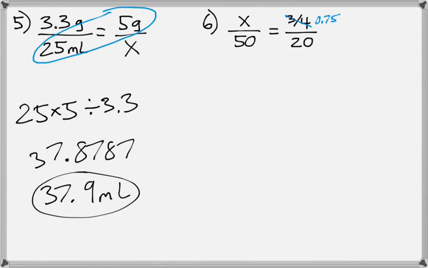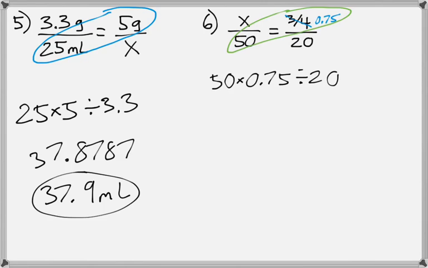So you want to multiply the diagonal that does not have the x, and then divide by the other number. So 50 times 0.75 divided by 20. And we get 1.875. And then rounding that to the nearest tenth is going to give you 1.9. Now there's no units in the proportion, so my answer doesn't need any units.